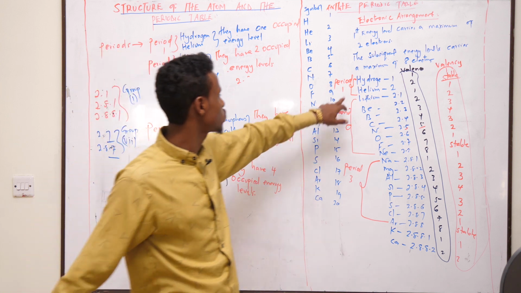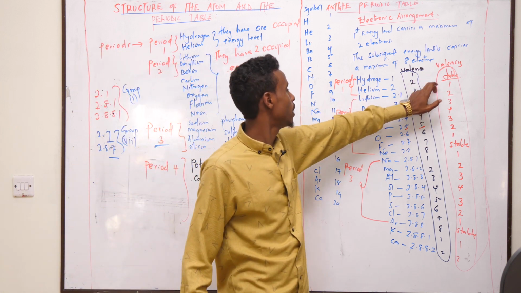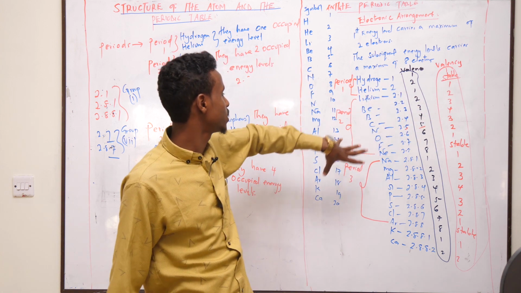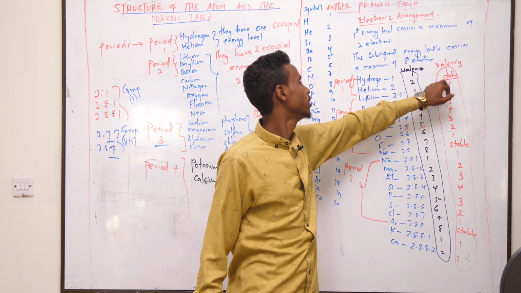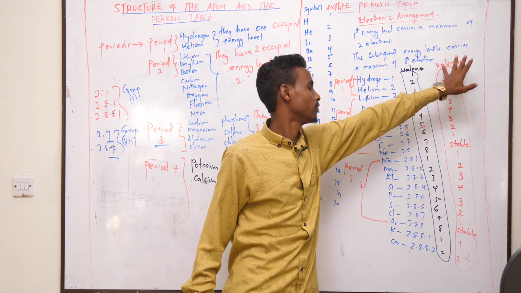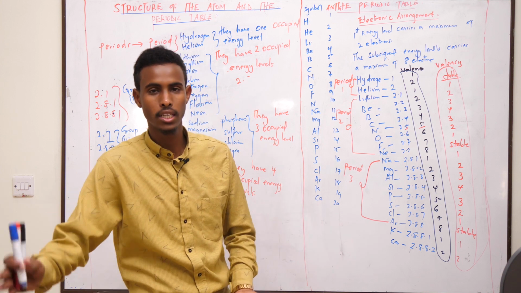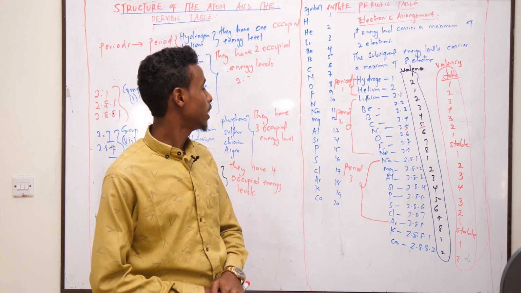In the case of helium, I just made a mistake. I gave the valence as 2, but helium does not have a valency, and therefore it is stable. For an element to have valency, it has to either gain or lose an electron.